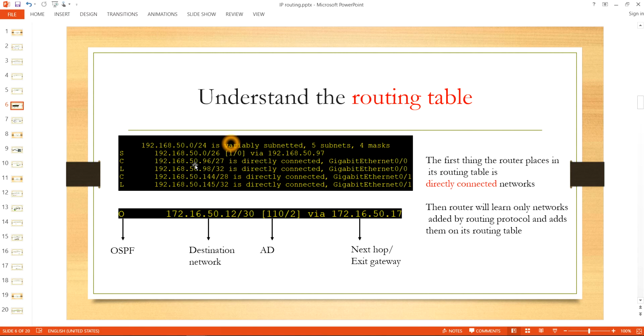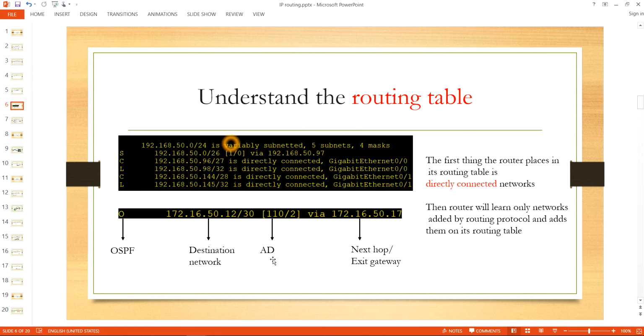So if we break down and take one line, this is the pattern that you are going to see for each entry in the routing table. The first letter, for example O, means OSPF. So this route I learned using the OSPF routing protocol, and this is the destination network I learned, and this is the mask or subnet mask, slash 30, and then I learned it via this interface or this next hop. It means that because I learned from this interface, any traffic going to this destination network will be sent to this interface.